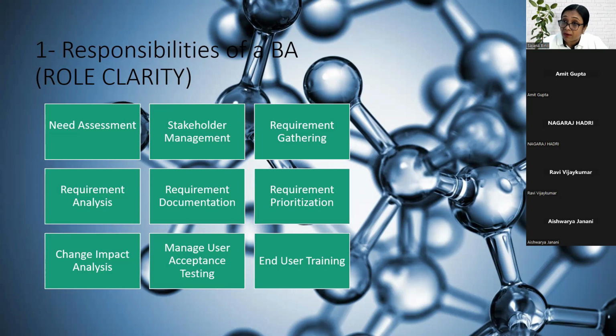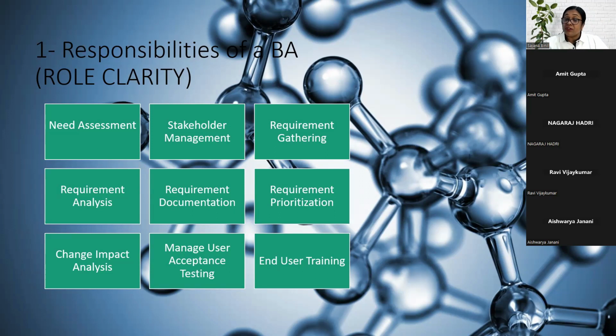We create mock-ups, we create process flow diagrams, use case diagrams, and a lot of visual models that come under analysis work. Documentation, obviously, the BRD, FRD, the user stories that we do are part of documentation. So once the analysis work is over, we then start doing documentation of those requirements, and all of those requirements that are approved, they get into the prioritization bucket.